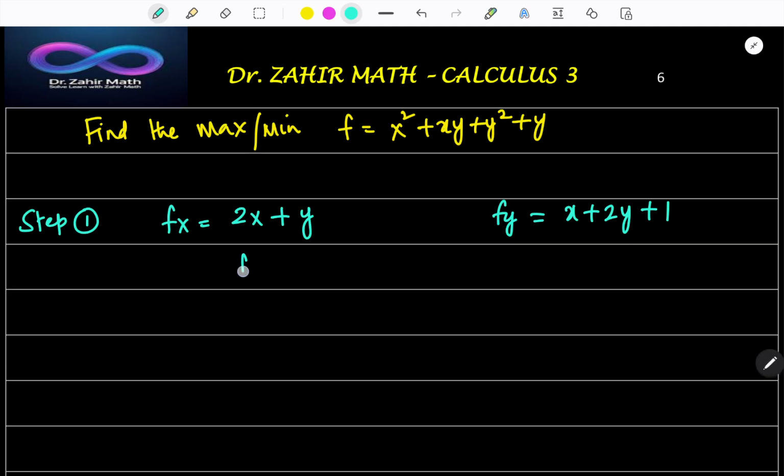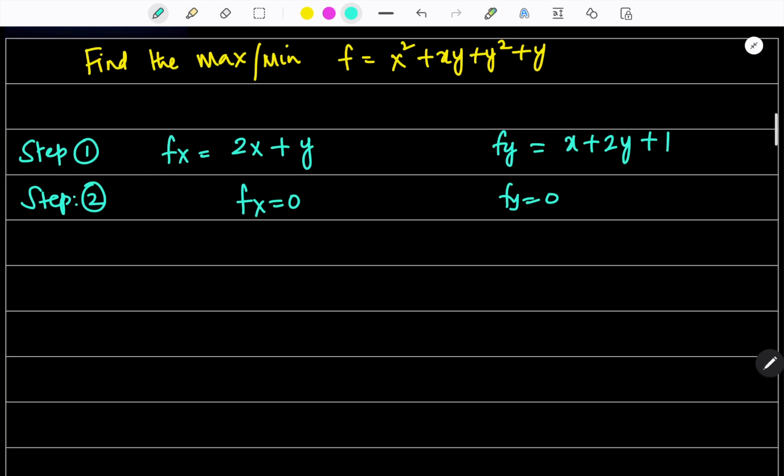So what we need to do is find the critical points. That is step number 2. We are finding fx equal to 0 and fy equal to 0. So I'll get 2x plus y is equal to 0, and x plus 2y plus 1 equal to 0.